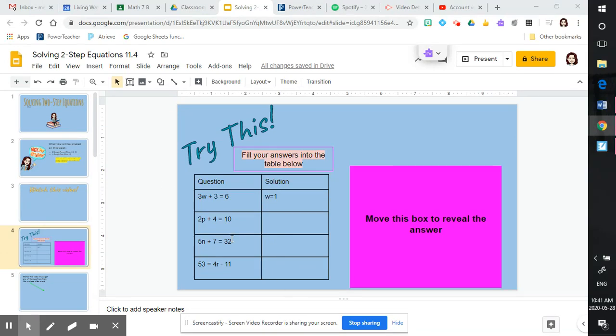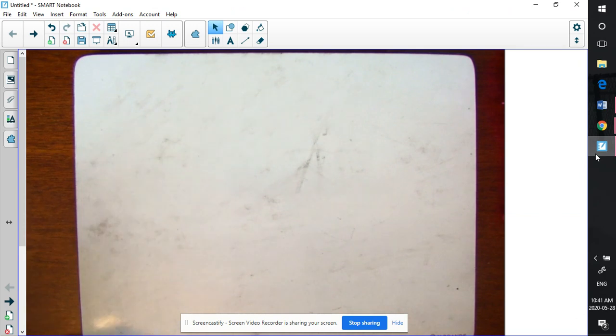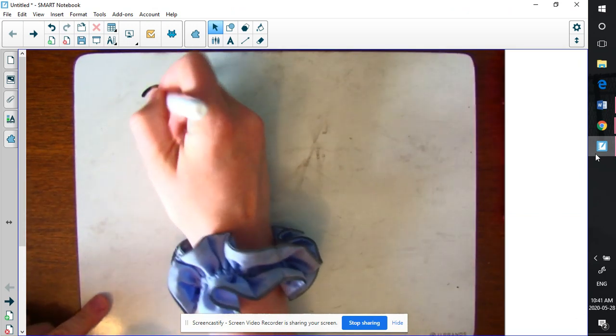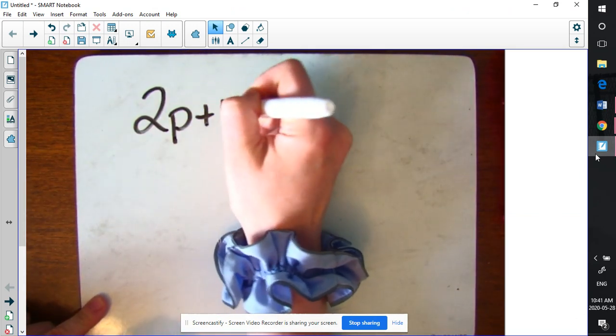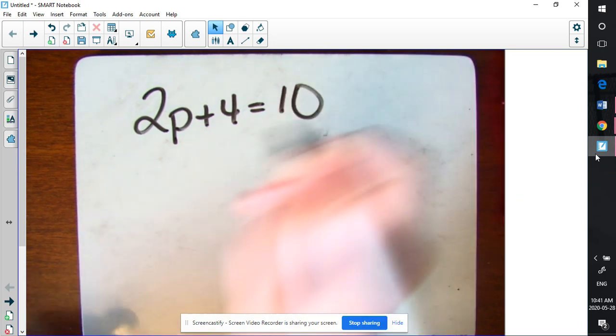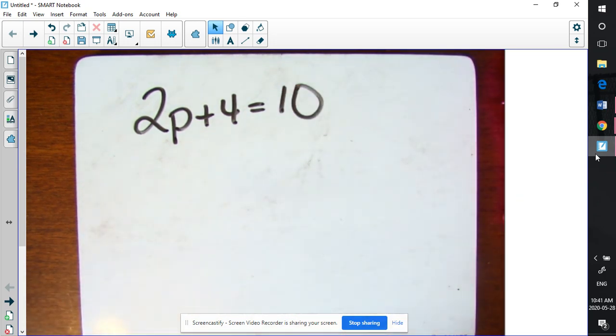All right, so you tried these questions and you didn't get them. That's okay. Let's go through them. First one, 2p plus 4 equals 10. So this is what we call a two-step equation, and the reason for that is because it takes 2 steps to solve them.